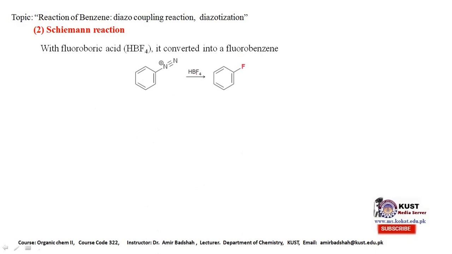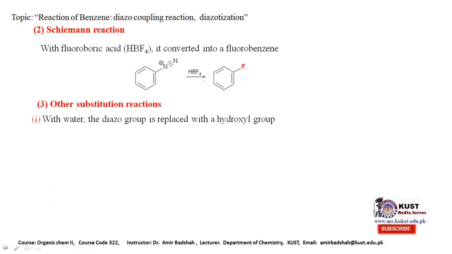Here a diazonium salt is treated with fluoroboric acid. It's not possible by the Sandmeyer reaction, so a special reaction is used for that, and that is called the Schiemann reaction. In the Schiemann reaction, this diazonium group is replaced by the fluoro group. Other substitutions are also possible.